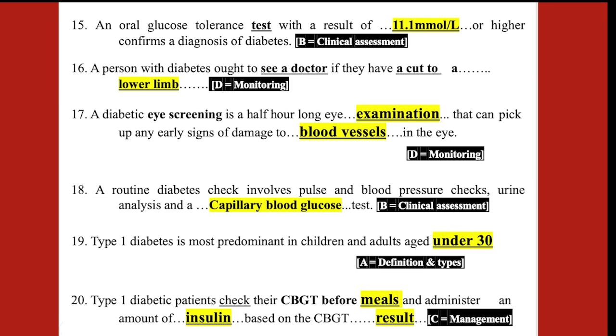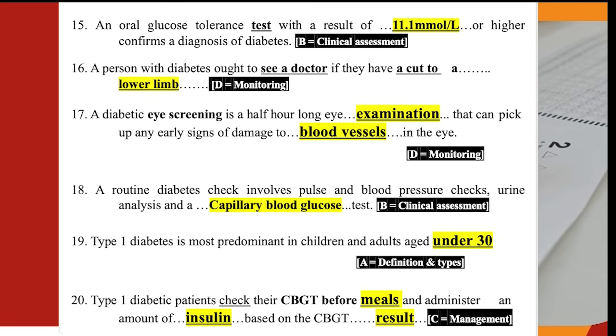And here you see there is a tricky answer. If you write CBGT, that is wrong. Why? Because it is CBG, not CBGT, because the word test is already given there. Normally what happens, you will find it so easy, you will write capillary blood glucose test, the whole thing. The answer is wrong.